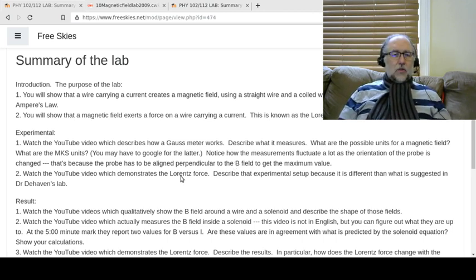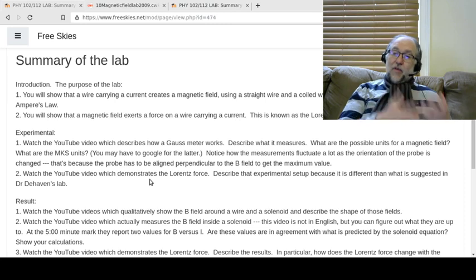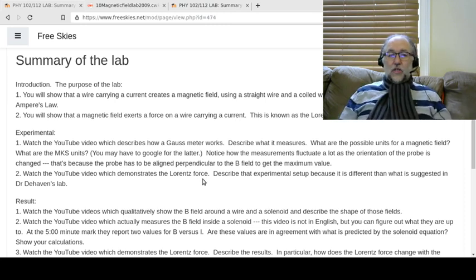Okay, all right. So that's one, and then the other one is I want you to watch the very last video. This is still in the experimental. It shows how the Lorentz force is demonstrated.